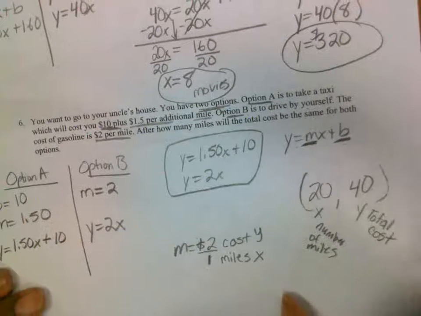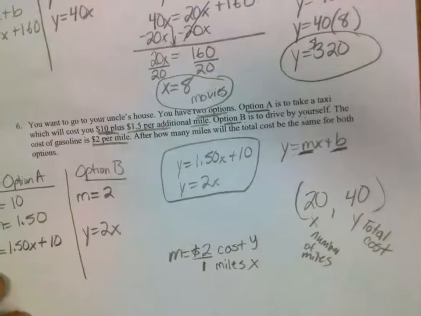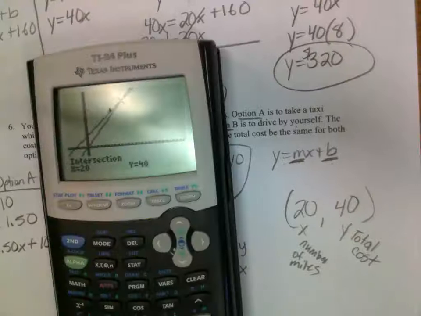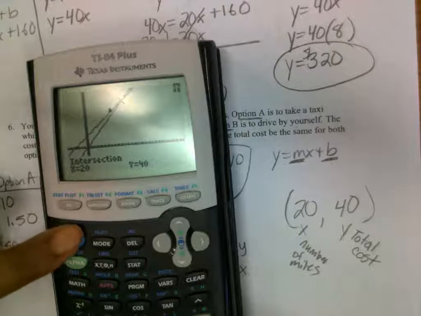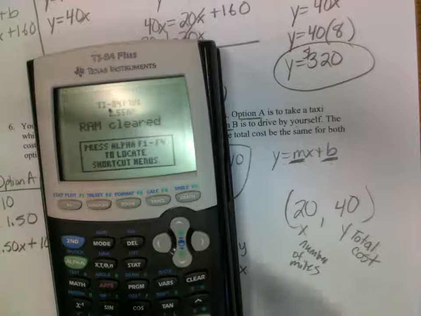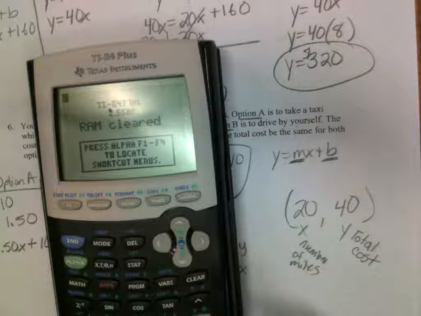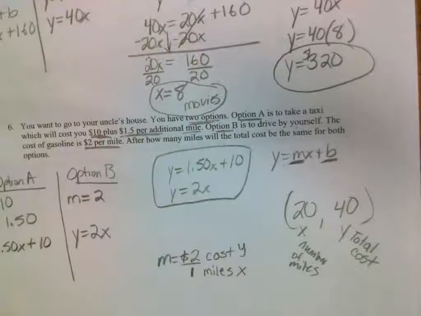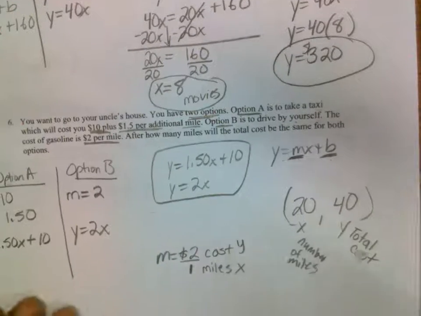Okay. All right. Go ahead. So to clear your calculator, you're going to press second, plus, 7, 1, 2. Second button, the plus button, number 7, 1, and 2. All right, so let's go to the next number.